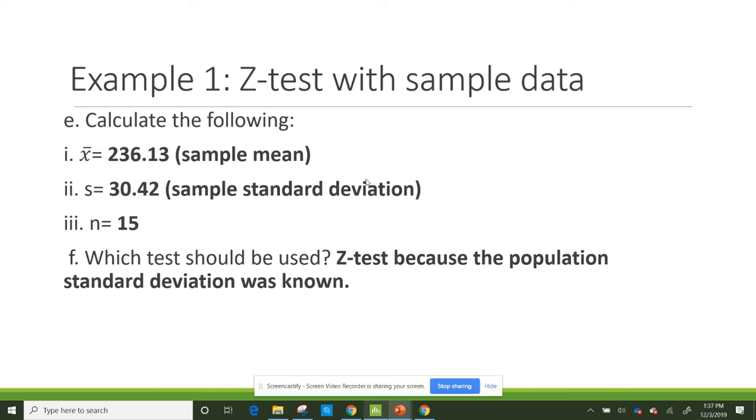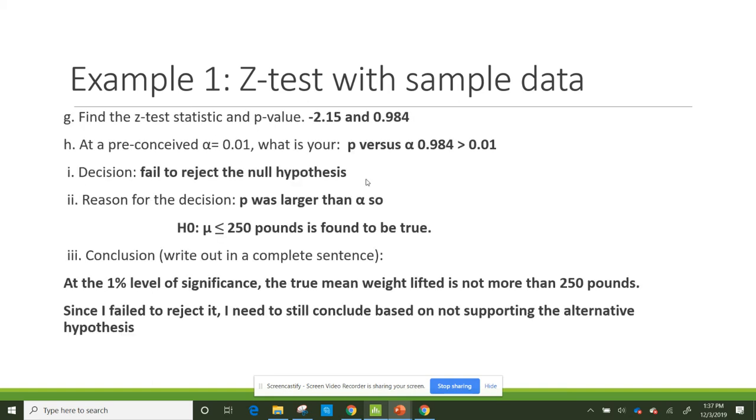Again, I was given the sample mean, sample standard deviation, and sample size. Again, I had to be really careful and pick z-test instead of the t-test that we're going to learn about later because I had a population standard deviation. So find the z-test statistic. I got negative 2.15, p-value 0.984.